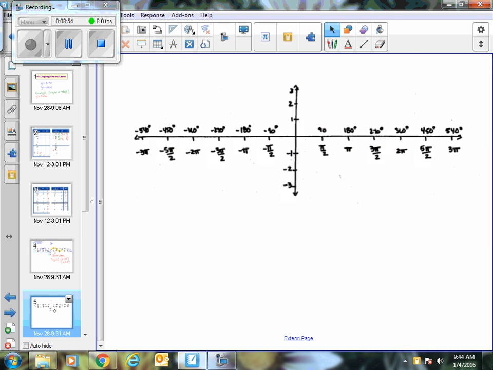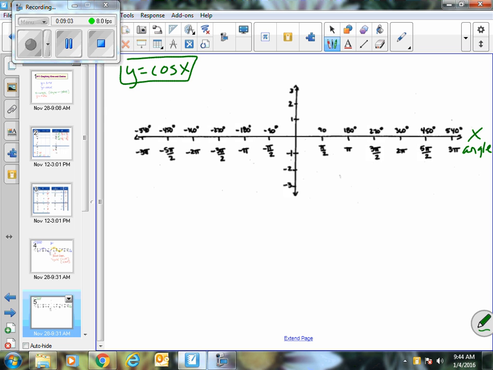Okay, we're going to do the same exact thing now for cosine of x. So let's get everything labeled here. Y equals cosine of x. Our x-axis is our angle measurement. Our y-axis is our ratio. And again, we're going by 90 or pi over 2 intervals.